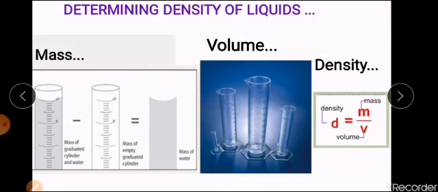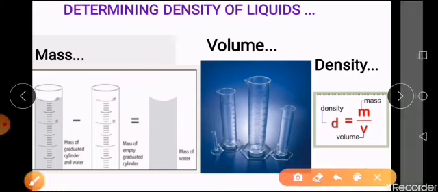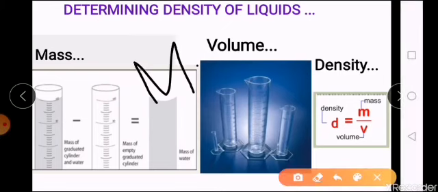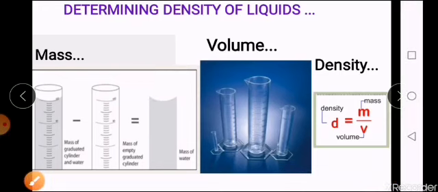Now we all know that liquids cannot stand by themselves, since they do not have a definite shape and volume. It always takes that of a container in which it is going to be kept. Now first, to find out the mass, we need to take a measuring cylinder and take the empty weight of that measuring cylinder, which we are going to mark as M1, right? Now after this, whatever liquid you want to find the density of, you want to take it in this measuring cylinder or whatever container, right?